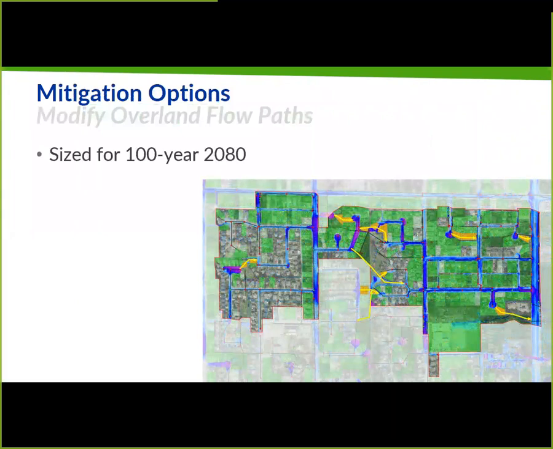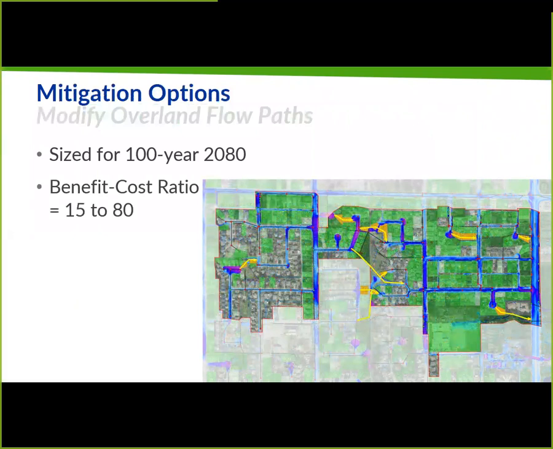Now again, for this one, we looked at the 100-year 2080 event, and the benefit cost ratio is in the range of 15 to 80. So again, this is pretty similar to a pipe option, except that you get a much larger degree of protection.